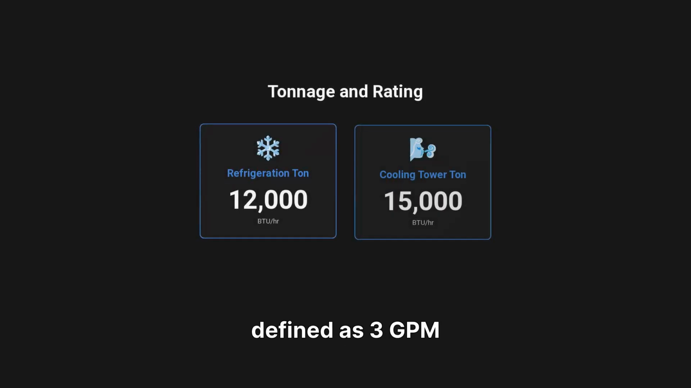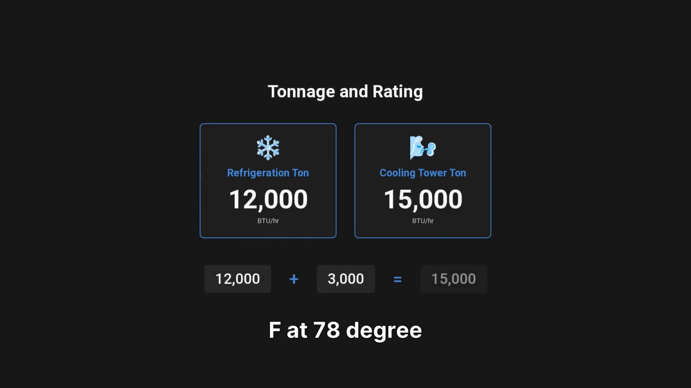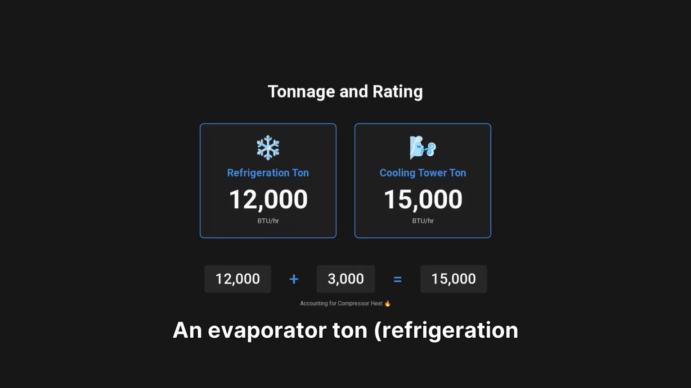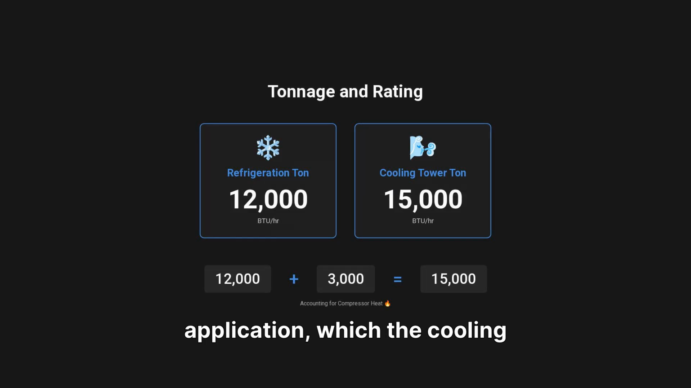A nominal ton for a cooling tower is defined as 3 GPM of water cooled from 95 degrees F to 85 degrees F at 78 degrees F wet bulb. A nominal cooling tower ton is 15,000 BTU per hour. An evaporator ton, or refrigeration ton, is 12,000 BTU per hour. The difference accounts for the 3,000 BTU per hour of heat generated by the compressor in a typical air conditioning application, which the cooling tower must dissipate.